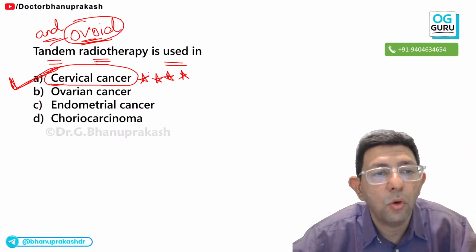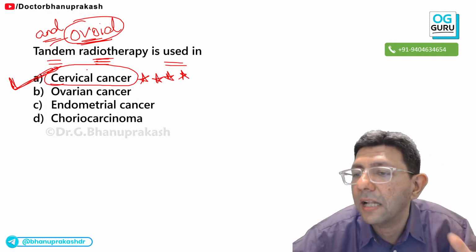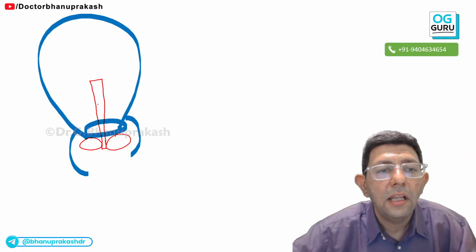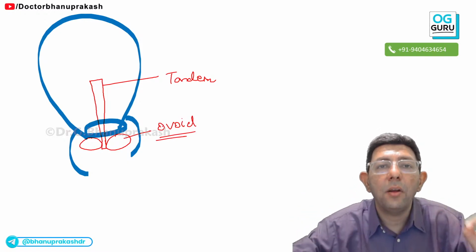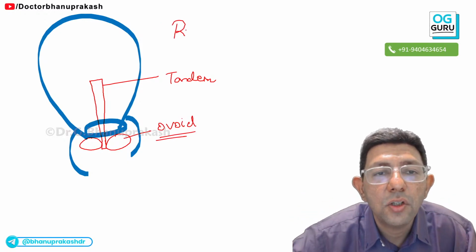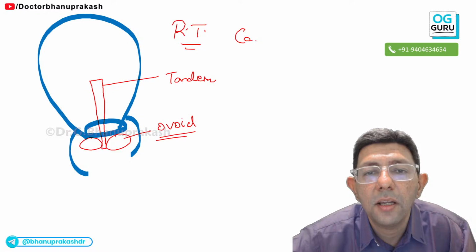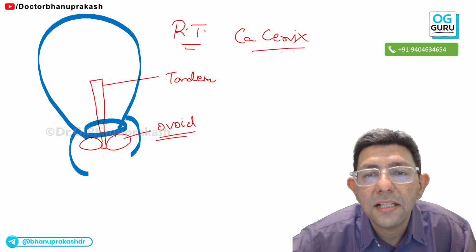Is it clear, my dear students? If ovoid comes, the answer is the same: cervical cancer. So there is a rod, which is the tandem, and this is the ovoid. This tandem and ovoid will give radiation, or radiotherapy, to the patient in cervical cancer.